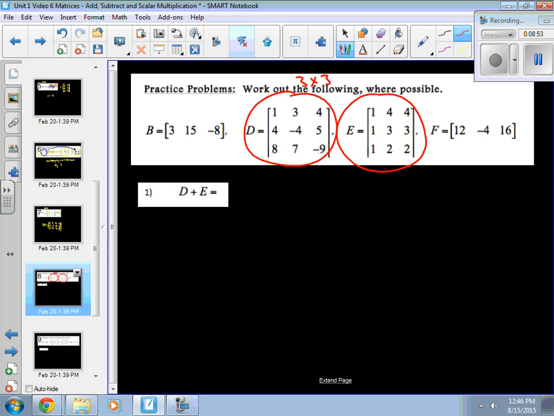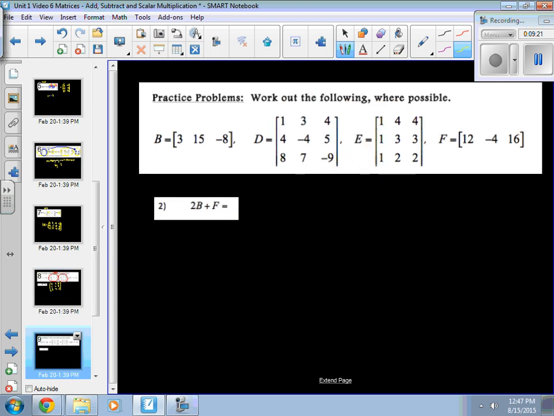Why don't you pause the video quick, see if you can add these together and see what you get. All right, let's check, see how you did here. If you added these correctly, you should have gotten the matrix 2, 7, 8, 5, negative 1, 8, and 9, 9, negative 7. Again, adding each element in the same location.